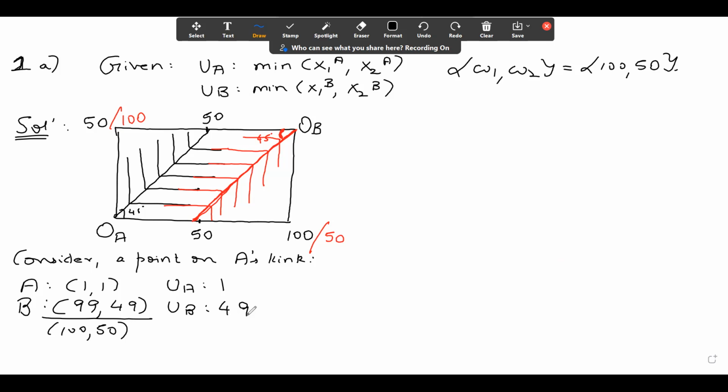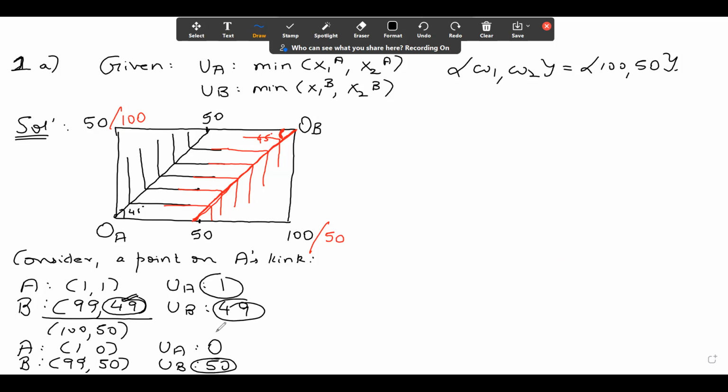Let's try to make one of the parties better off. So suppose we try to make B better off. So I'm not writing, just understand this. Now B needs one more unit here to become better off. Suppose A gives that 1 unit. So suppose we make this trade, and suppose A now has 1,0, B now has 99,50. If A gives that, A is left with 0. Utility of A is 0 now. Utility of B is min of 99,50, which is 50. Look at this. B has become better off by making A worse off.